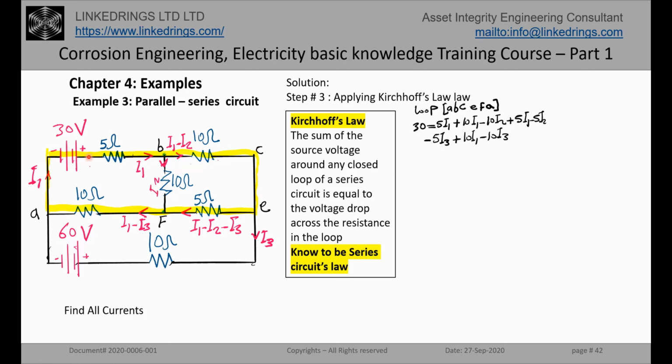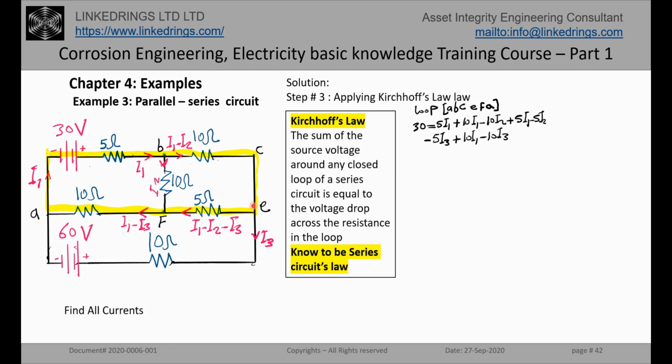So what is the source voltage in this circuit? The source voltage is only this source voltage, and it is in my direction. So 30 volt equals I1 times this resistance, which is 5 ohms, so 5 I1, then 10 I1 minus 10 I2. So this ohm times this current.